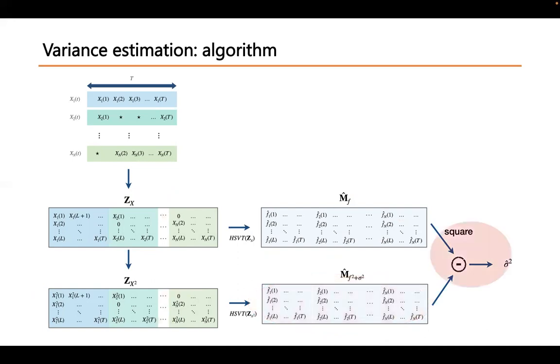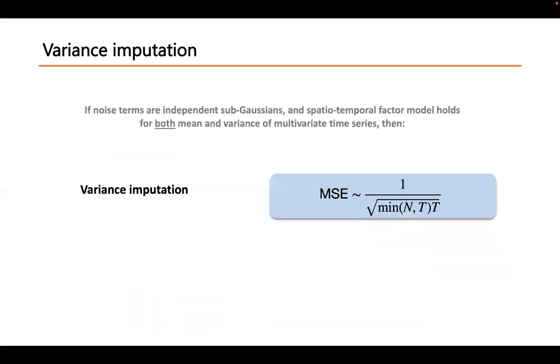Okay. And so now if you square the original time series you get from the first MSSA, and you subtract that from what you get from the component-wise squaring, you can see easily that the estimate you get is sigma hat squared. So this is the way to estimate time-varying variance, like a GARCH-like model. And again, the type of result you can show is that if the noise terms are independent sub-Gaussians and the spatio-temporal factor model holds for both the mean and the variance of the multivariate time series, then the variance imputation scales as 1 over square root of min of N T times T.